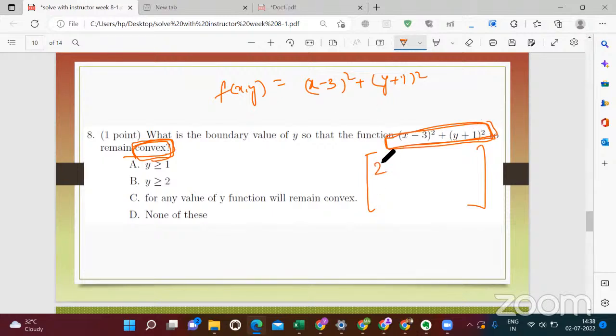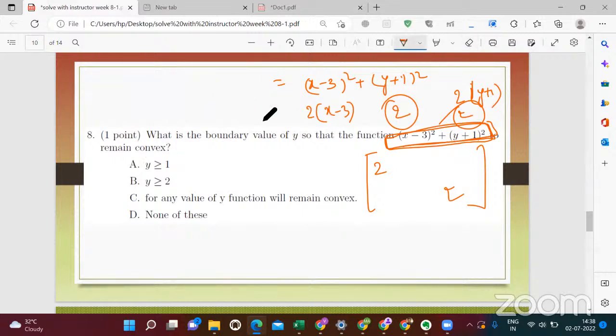2x minus 3. Yeah, and so you'll get 2, right? Similarly, you'll get 2y plus 1, and you will differentiate again, you'll get 2. It's not depending on x and y, right? Is it clear to everyone how it's not depending on x and y?